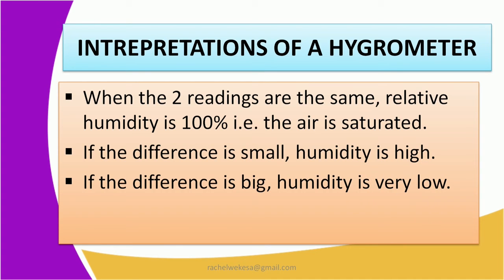If the difference is small, it means that the humidity is high. If the difference is big, that means that the humidity is very low. Low humidity means that there is little moisture in the atmosphere. High humidity means that there is high moisture content in the atmosphere.